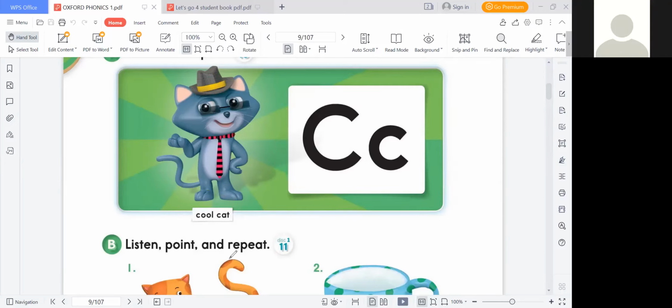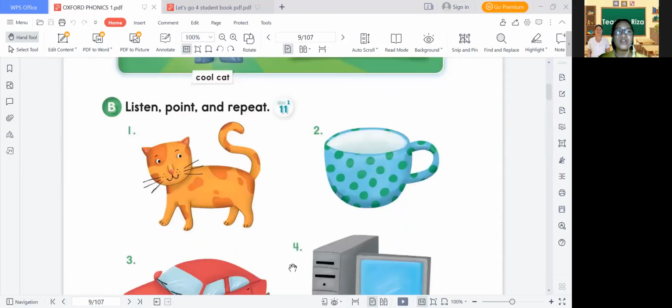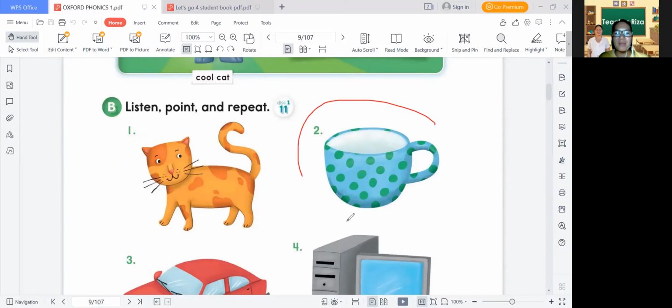Okay, very good. So here are the examples of pictures that start with the letter C. We have the first picture. What is this? A cat. It's a cat. Very good. The word cat starts with the letter C. Very good. How about the second picture?